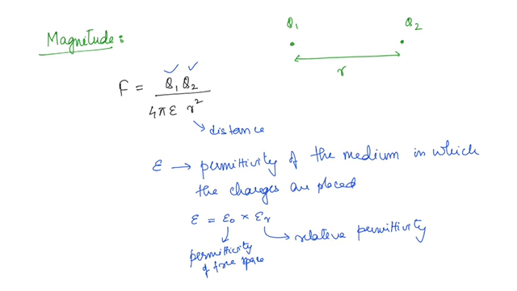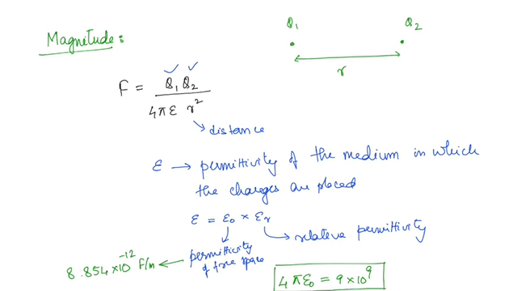And the value of epsilon naught, the permittivity of free space, is given by 8.854 into 10 to the power minus 12 farad per meter. Farad per meter is the unit. One more important relation is that the value of 1 by 4 pi epsilon naught is given by 9 into 10 to the power 9. It is better if you can remember this. So this is the magnitude that is given by Coulomb's law.